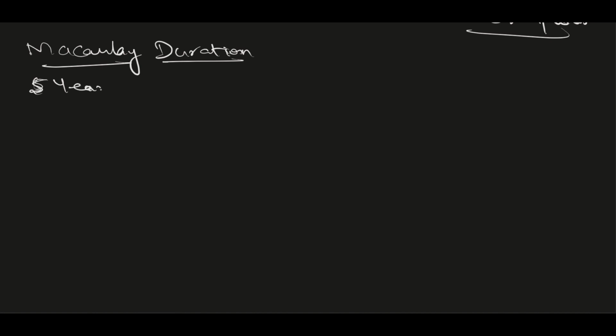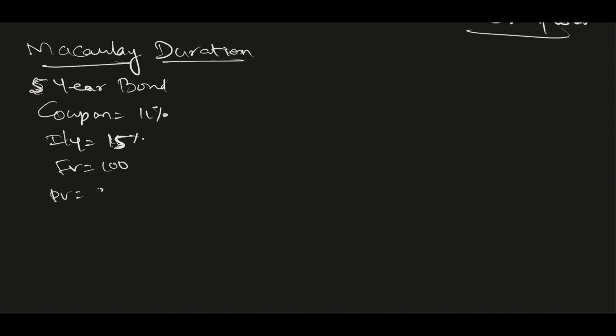Okay, so let's do this with the sum: a 5-year bond. This is the sum I'm going to keep as the base for finding all the other terms as well. 5-year bond, coupon is 11 percent, market rate is 15 percent, interest per year is 15 percent, future value is 100. So you can find out the present value. Present value will come to 86.59.